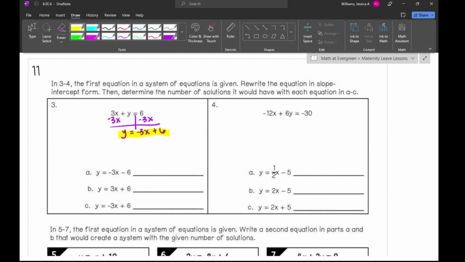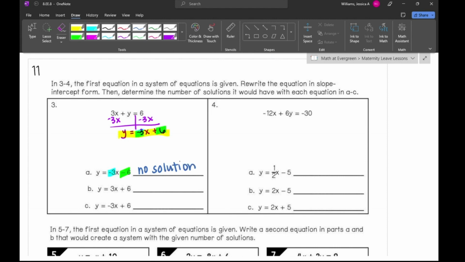So A says y equals negative 3x minus 6. We first look at those slopes. Are the slopes the same? Yes, they are. They're both negative 3. And then we're going to look at the y-intercept. Those y-intercepts, are they the same? No, they are not the same. One is positive and one is negative. Therefore, those are not the same number. So that's going to be how many solutions, class? I sure hope you said none. This would be no solution.